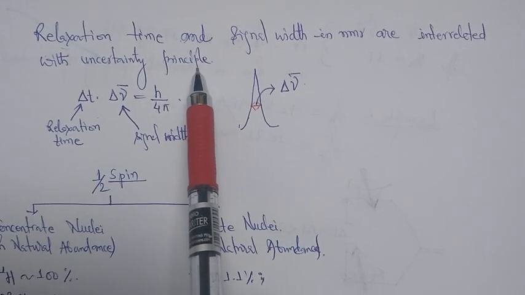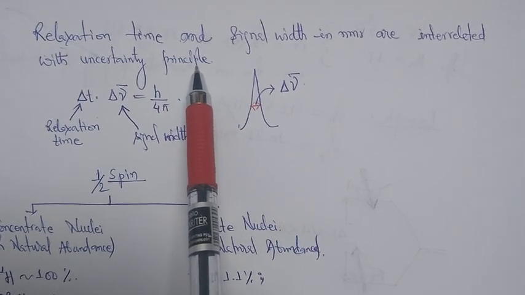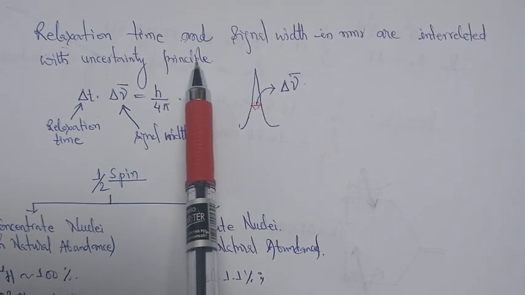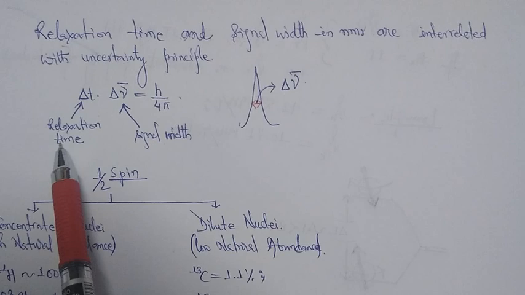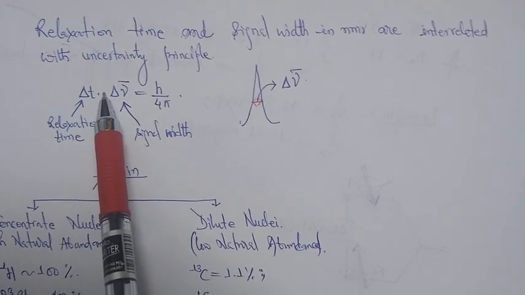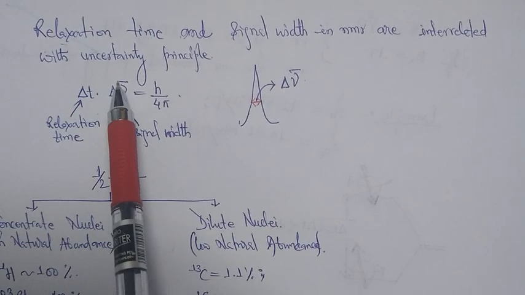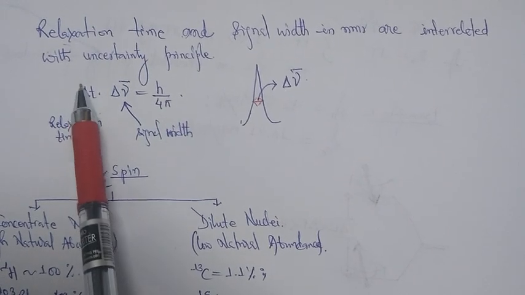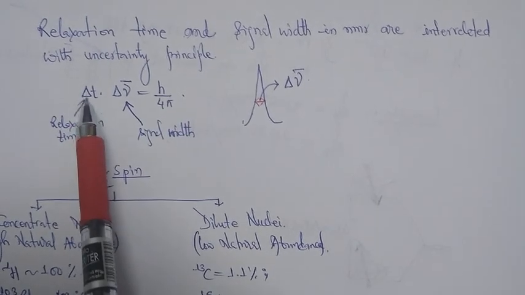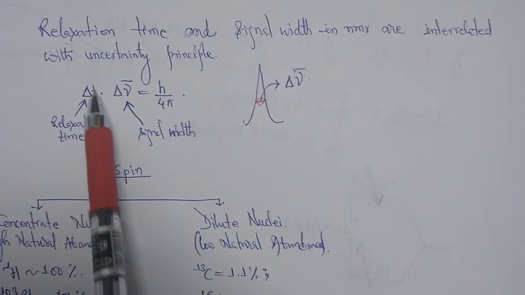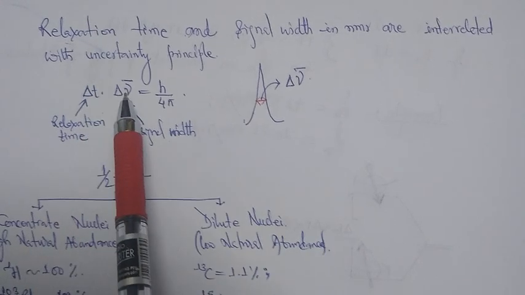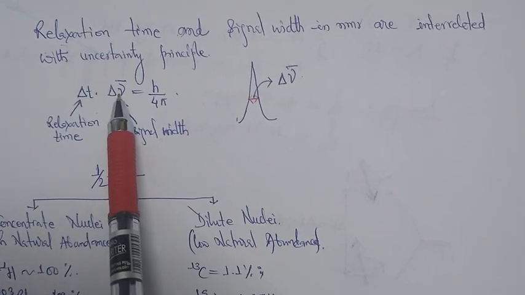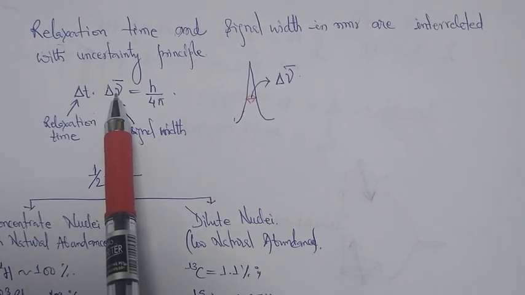Like in the uncertainty principle, delta x into delta px is greater than or equal to h by 4 pi, that is constant. Similarly here, relaxation time delta t into signal width delta mu bar is equal to h by 4 pi. Using this correlation, if we increase the relaxation time, then the signal width will get lowered. That means we'll get a sharp signal.